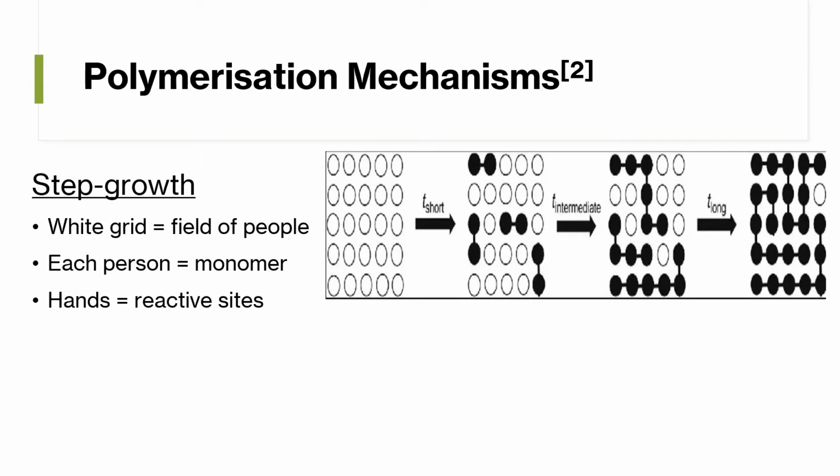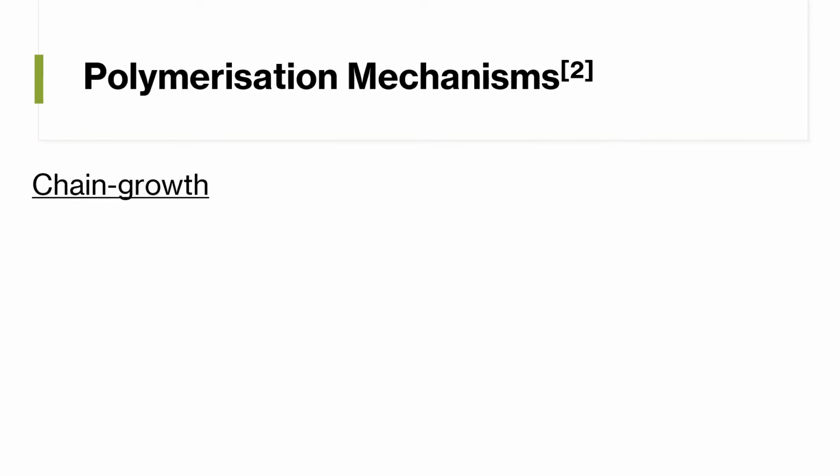Think of this white grid as a field of people, with each dot being a person representing a monomer. The two hands from each person represent the reactive sites. In a short time interval, some of the people are asked to join their hands with their nearest neighbours. This represents polymerization, and the polymers here are very short-chained. After longer time intervals, longer chains of people are formed, and eventually, chains of people can join other chains too, representing the formation of long-chain polymers.